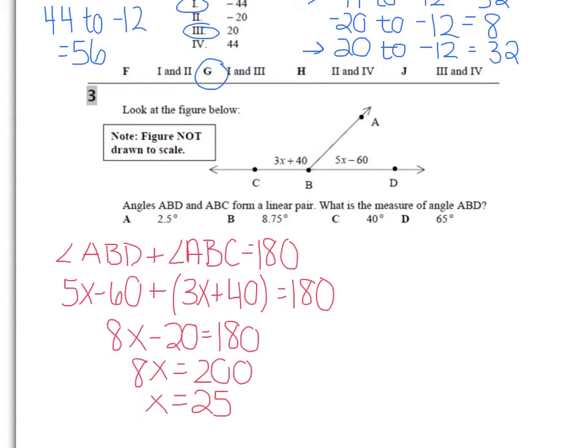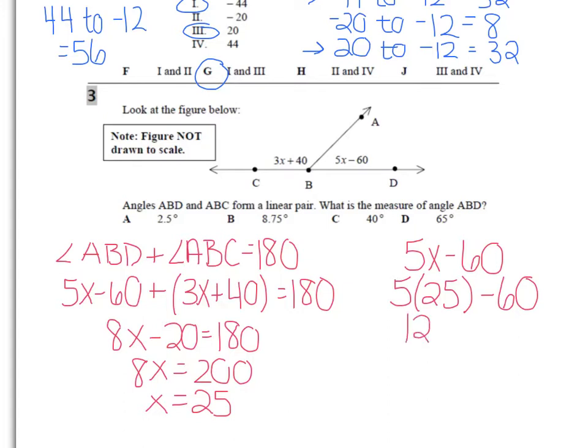So the measure of angle ABD is actually 5x minus 60, and we know that x equals 25, so we're going to substitute it in, and 5 times 25 minus 60 will give us our answer. So 5 times 25 is 125, and 125 minus 60 is 65. So the measure of angle ABD is D, 65.